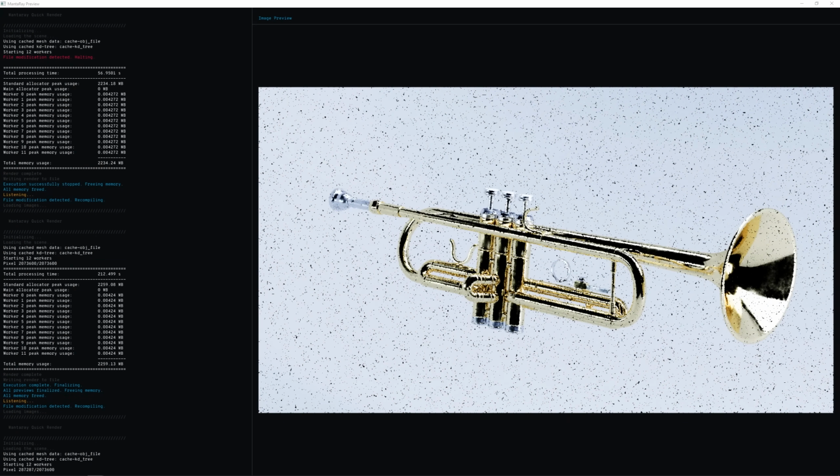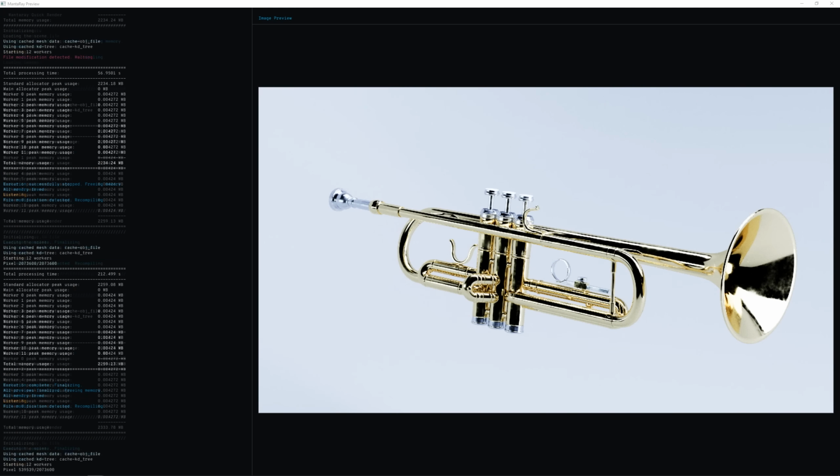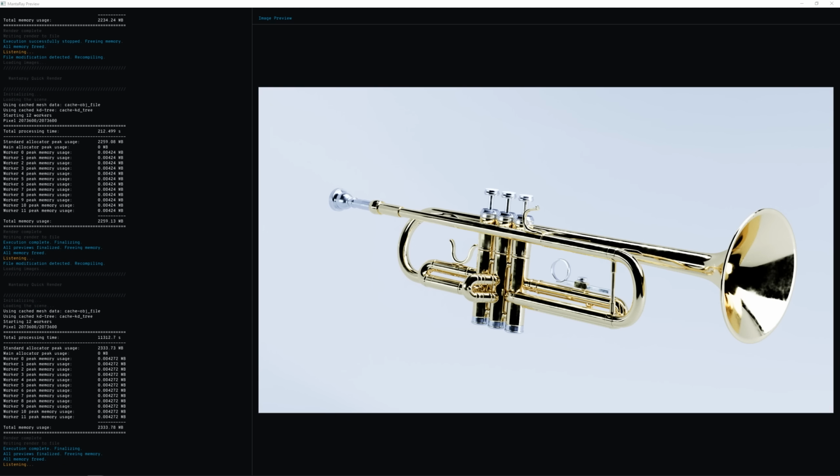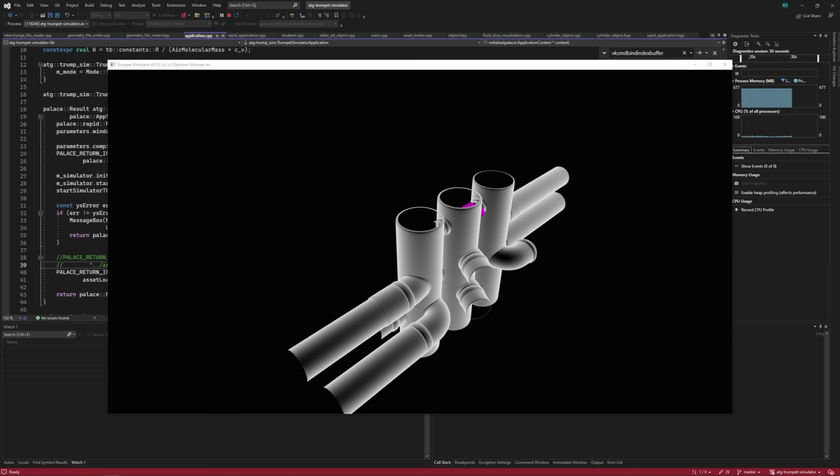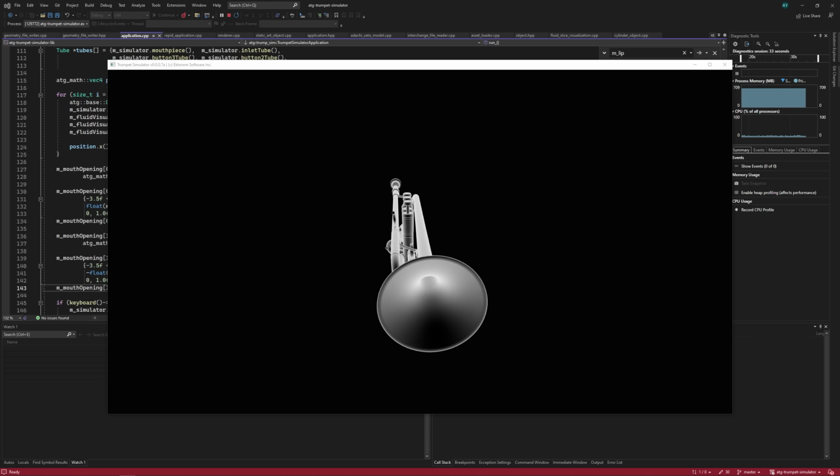So here's the end result. There are some smaller details that I just didn't really bother modeling because they're not necessary, but this is good enough for my purposes. And this was rendered using my ray tracer, which I showed in one of my older videos. With that completed, it was time to work on the 3D Fluid Visualizer, which is going to be used both in Trumpet Simulator and Engine Simulator.